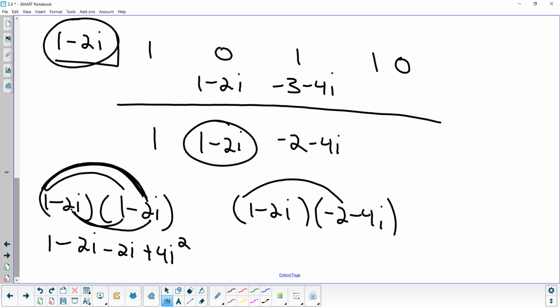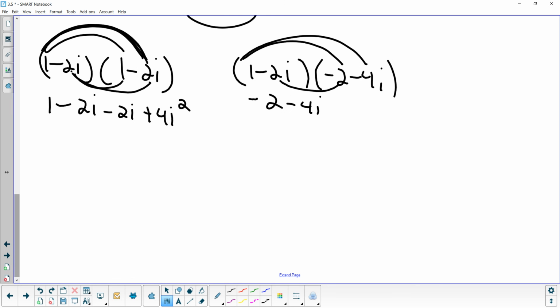Zach, 1 times negative 2? Negative 2. And Tyler, 1 times negative 4i? Negative 4i. And Sarah, negative 2i times negative 2? Positive 4i. And Jake, negative 2i times negative 4i. 8i squared.